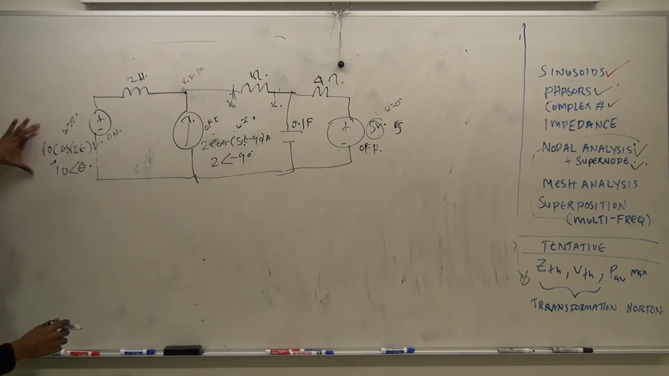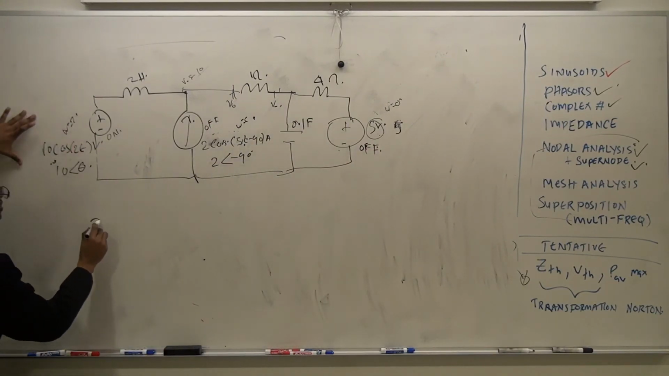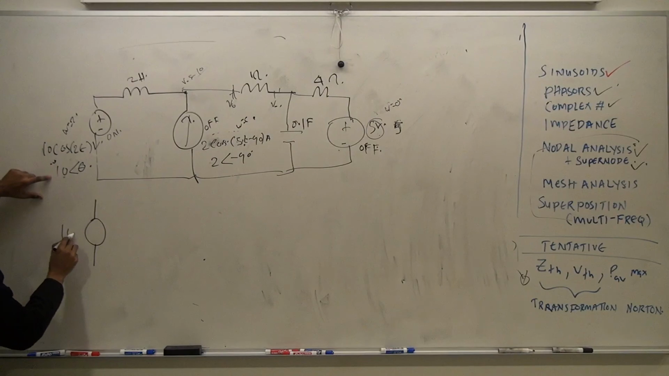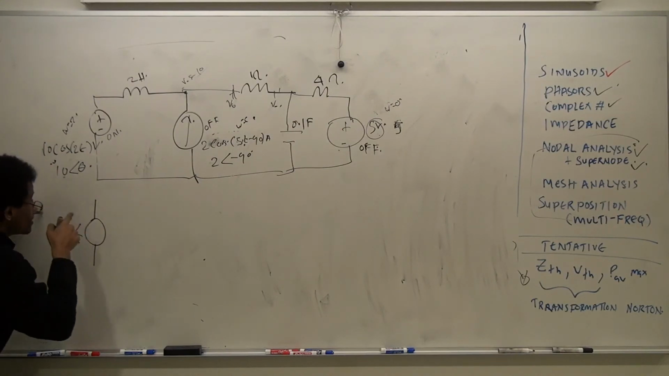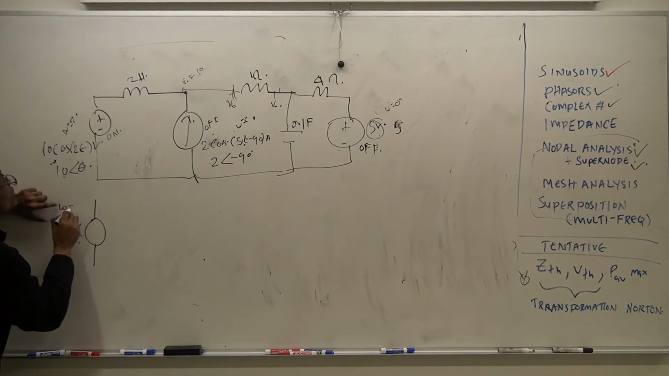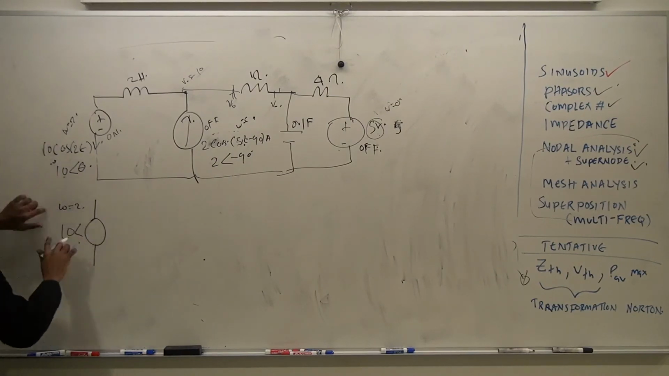When this guy is on, we can just copy it down. And what's the phasor that we copy? We copy this 10 phasor. But then you also make sure that you write what omega is. It's important that you write this. Omega is equal to 2, because when you come back, you're going to use 2.